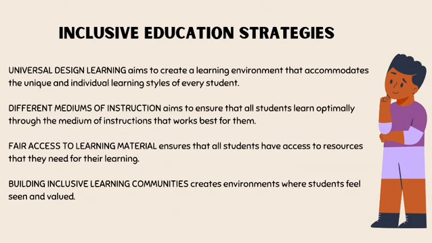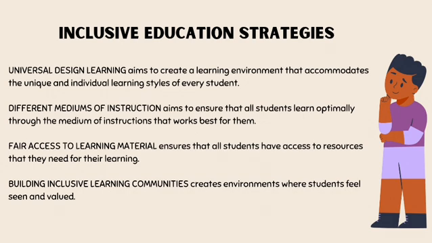Here are inclusive strategies that can be implemented in the classroom. Through universal design learning, students choose the format that best suits their learning style, which could be visual, auditory, or kinesthetic. Using different mediums of instructions, students can be taught using visual aids such as a YouTube video or through a written document, or practically by performing an experiment.